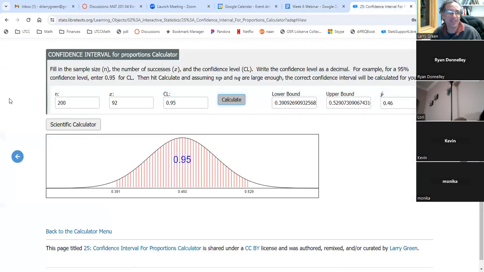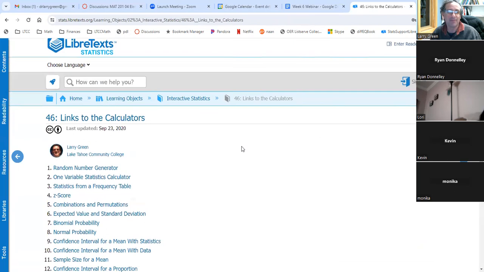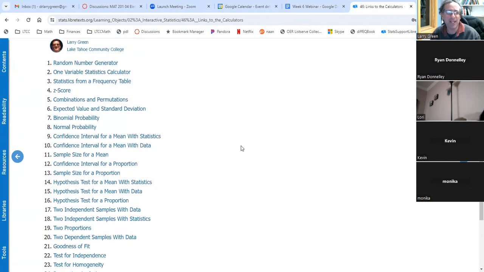So, back to the calculator menu. Any guess on what calculator I might need? Which number? Yeah, this is 11, sample size for a mean.